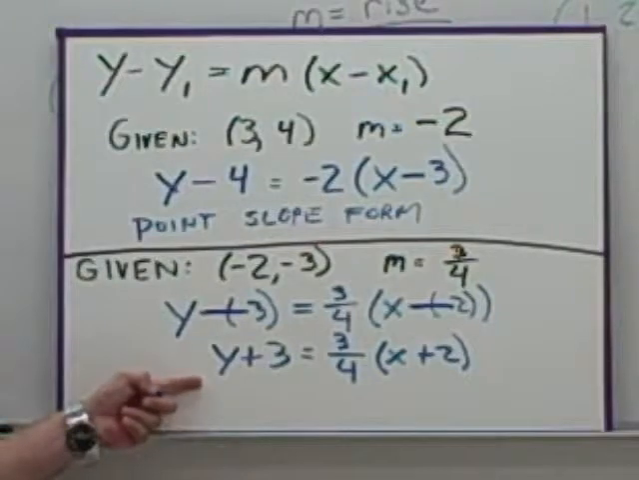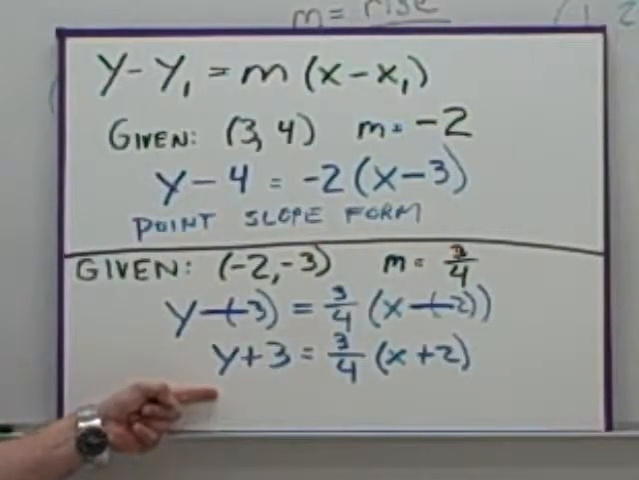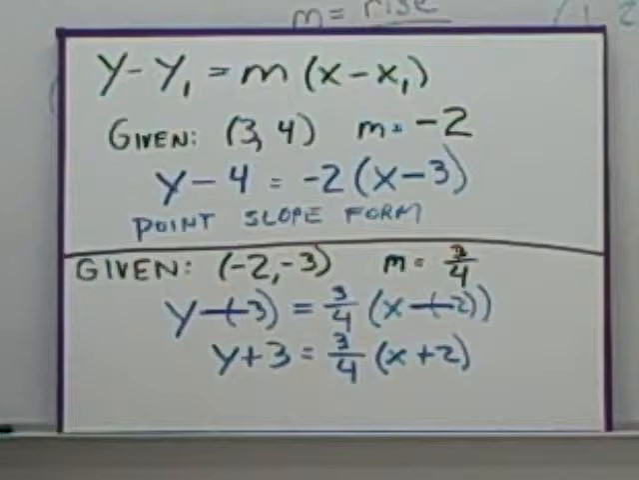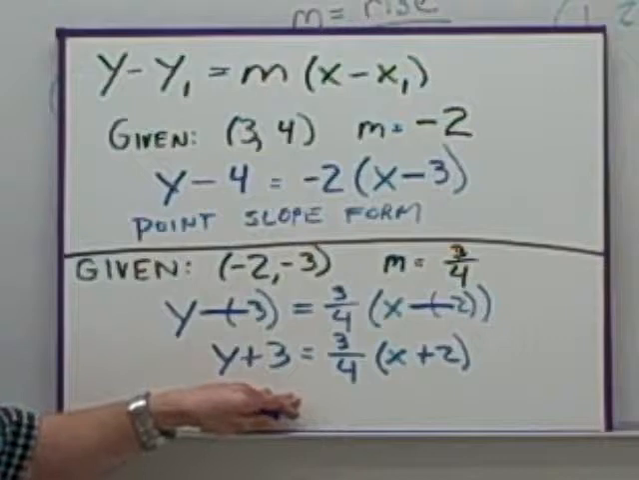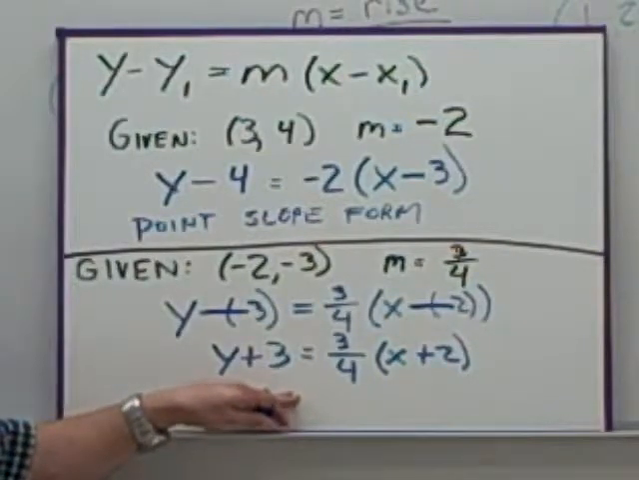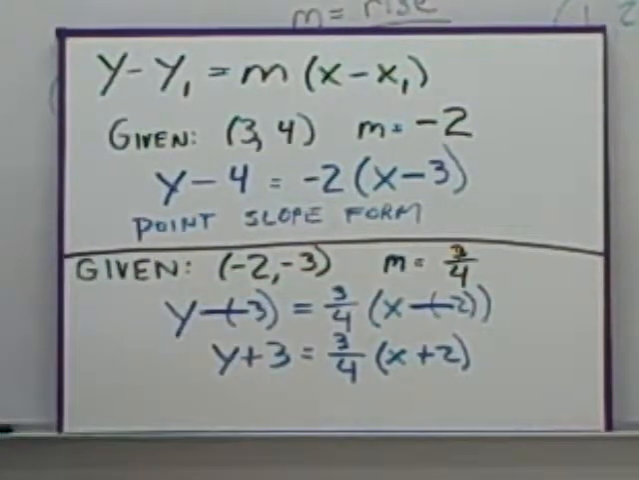And I can leave it just like this. This is my final answer. That is the equation. It's acceptable at this point. We are going to move on shortly after this to do some slightly different forms. But if you ask for the point slope form, or if you ask just period for an equation, this is an acceptable equation given that point and that slope.